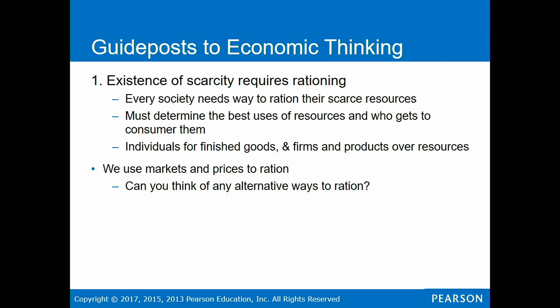The existence of scarcity requires rationing. So every society has to figure out a way to ration their scarce resources. There's only so much you have, so how are we going to determine who gets what? For individuals, it's who gets the finished goods, who gets these products and services that we need. For firms, which firm gets what resources to go into production, or what firm gets intermediate goods.